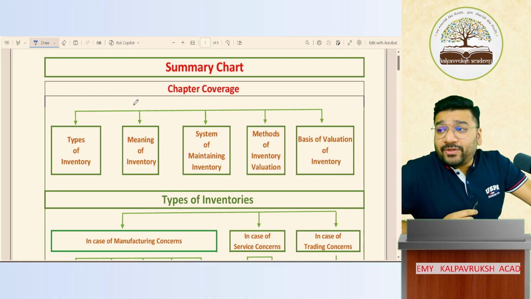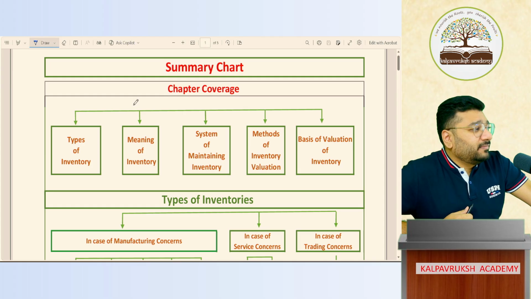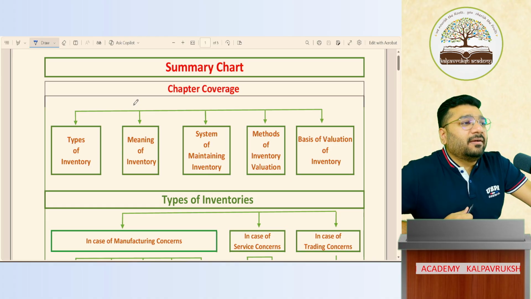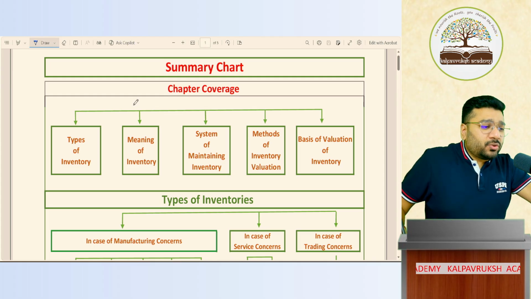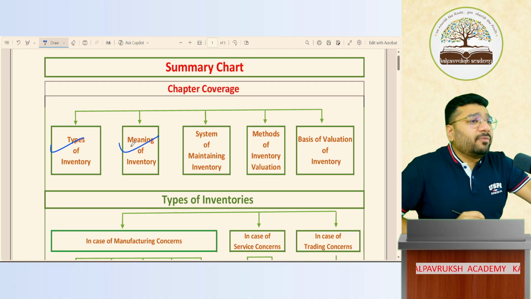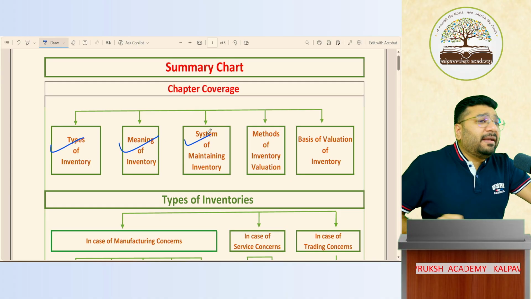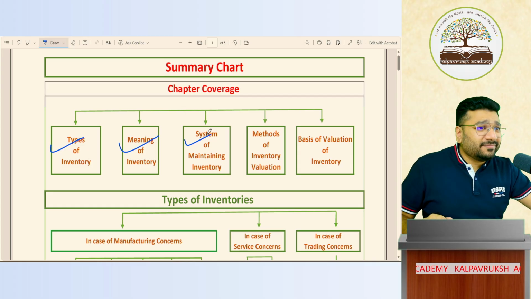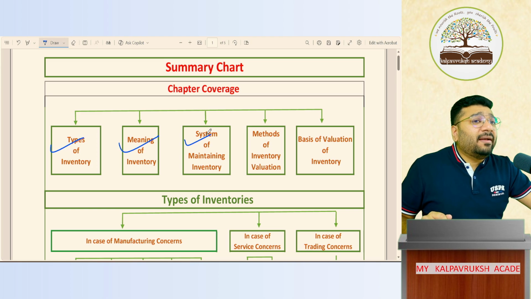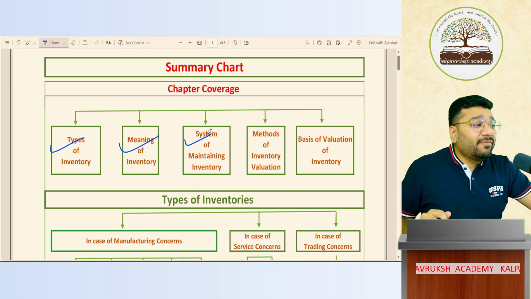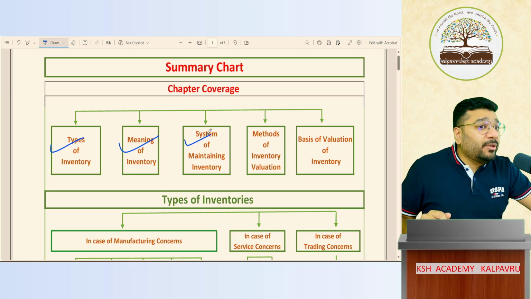Thank you so much. So, guys, we're doing this chapter called Inventories, which actually is supposed to be called Valuation of Inventories, which is governed by Accounting Standard 2. What have we completed so far? Types of inventories, done. Meaning of inventory, done. System of maintaining inventory, not done. Okay, what are the two methods of maintaining inventory? Periodic inventory system or perpetual inventory system.